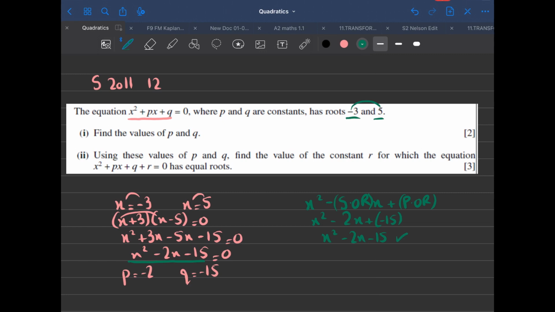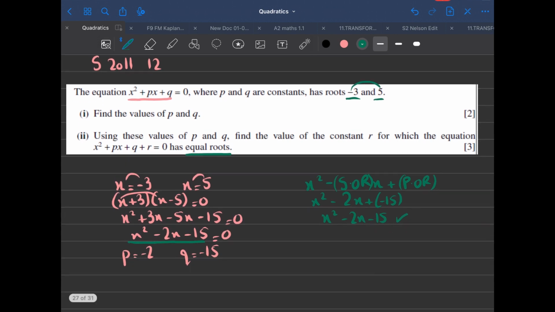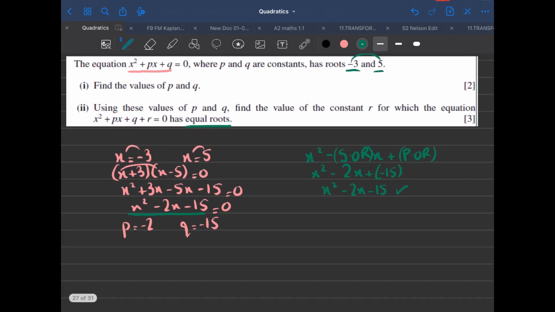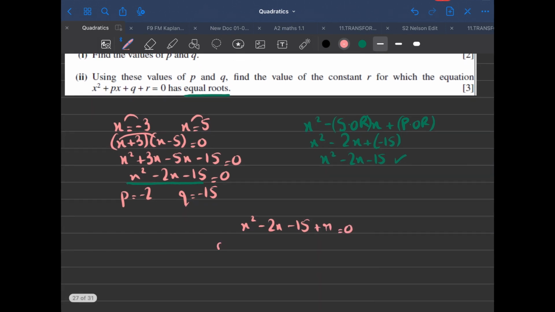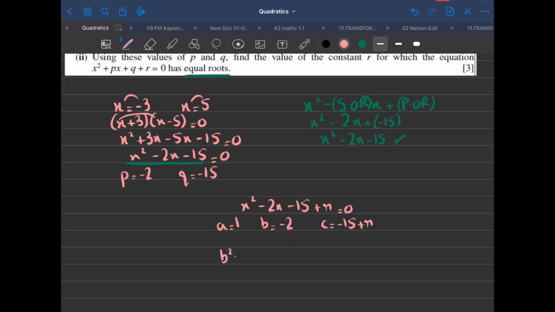Once you get this, then it says has equal roots. So in equal root, it means that two roots, but both are same, which means one root, which further means b square minus 4ac equal to 0. Let's begin. So x square minus 2x minus 15 plus r is equal to 0. What's written with x square? Sir, 1. What's written with x? Minus 2. And what's written as a constant? Minus 15 plus r.